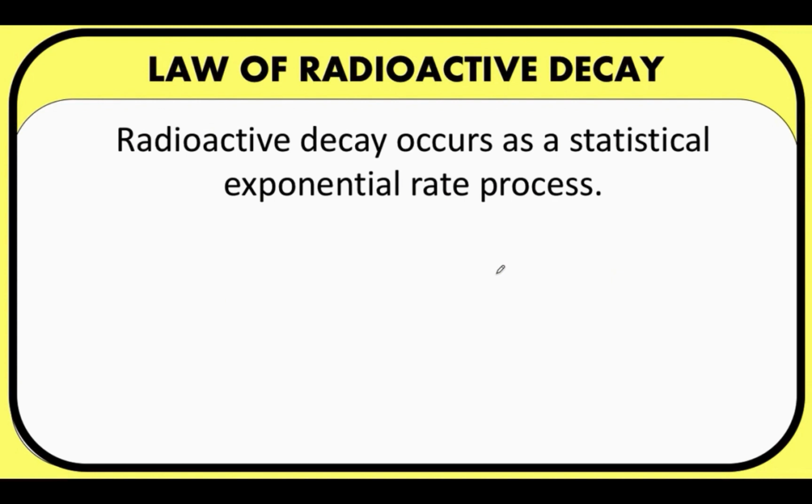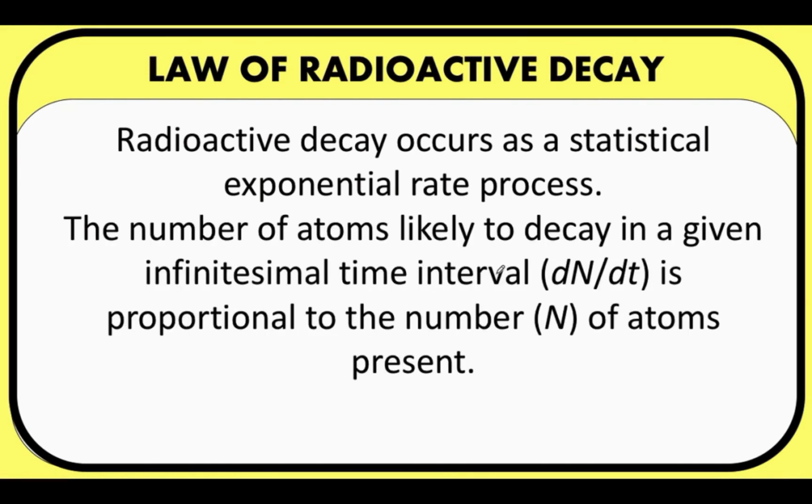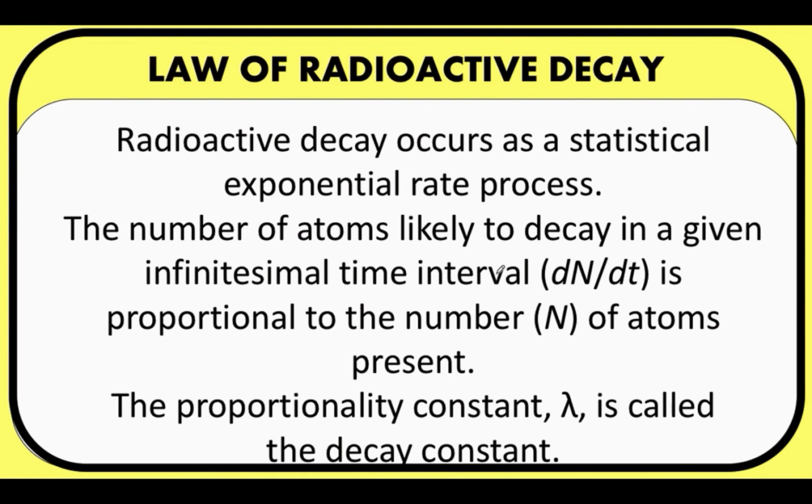The law of radioactive decay says that radioactive decay occurs as a statistical exponential rate process. Quantum mechanics says that we cannot exactly determine when decay will happen, but if we have enough identical atoms, then we can compute the decay by this law of radioactive decay. The law states that the number of atoms likely to decay in a given infinitesimal time interval, dN over dt, is proportional to the number of atoms present, where N represents the number of atoms. The proportionality constant, lambda, is called the decay constant.